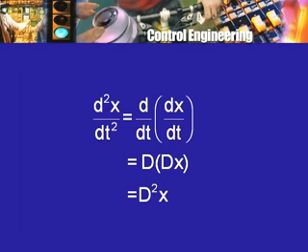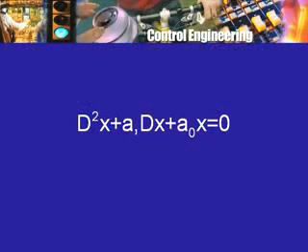And similarly, d square x by dt square, which is d by dt of dx by dt, therefore becomes D acting on Dx, and for brevity's sake we write this as D square x. I am reading it as D square x, but what it really means is D operated two times, D acting on x and D acting again on the result, which is Dx. So I can write D square x plus a1 Dx plus a0 x equals the 0 function.